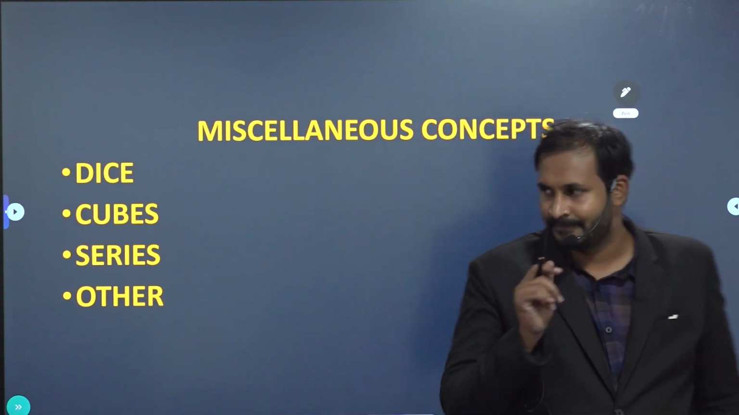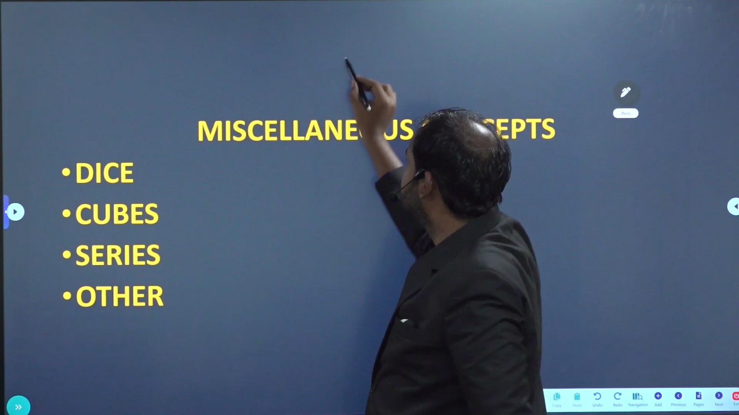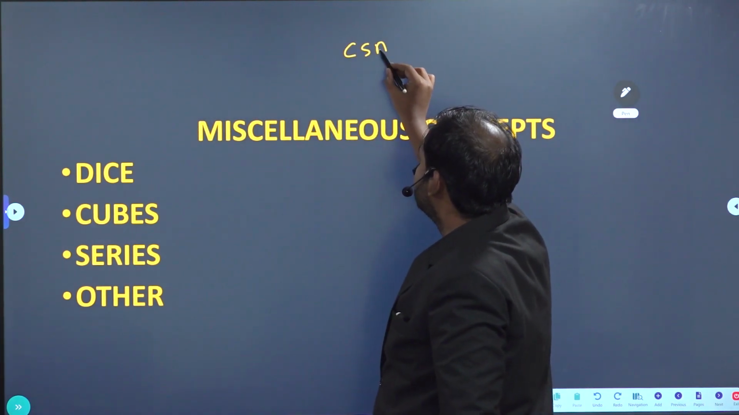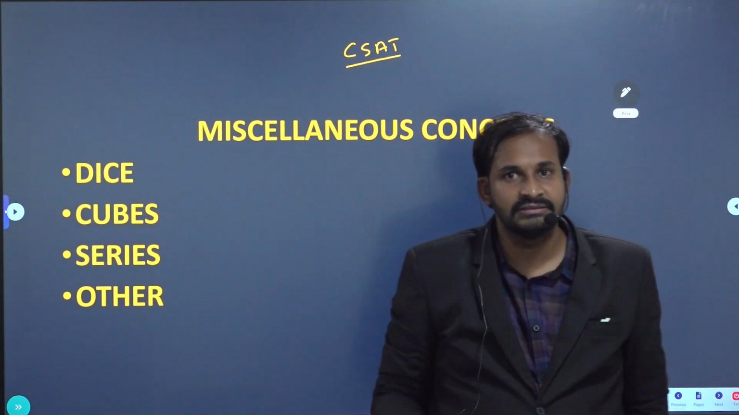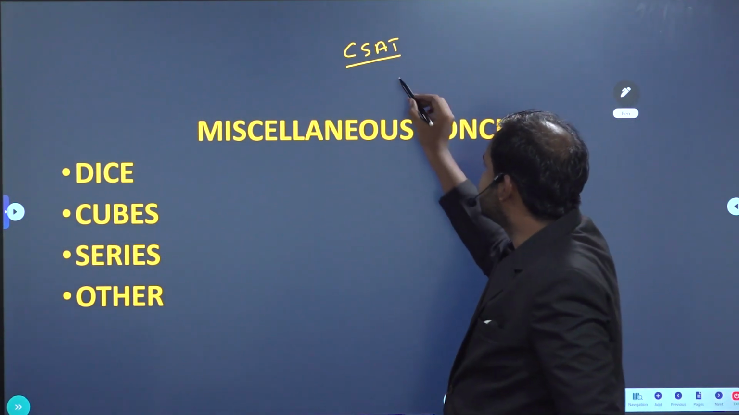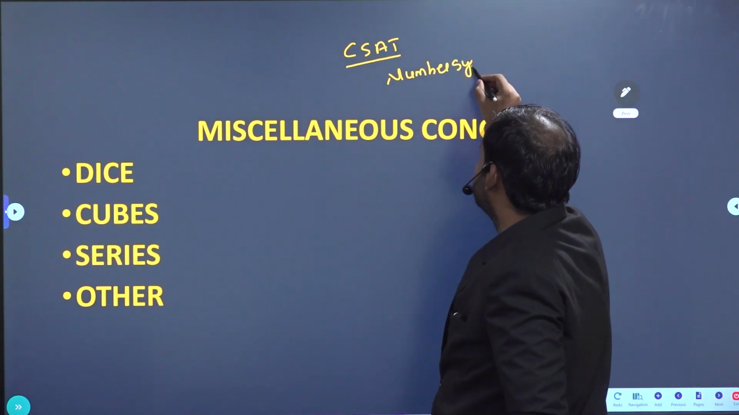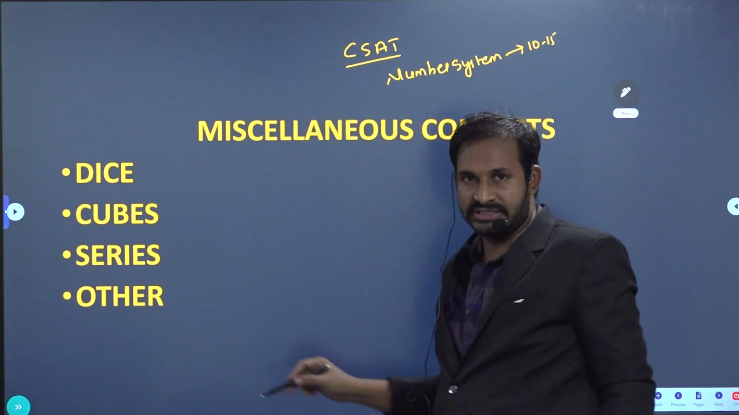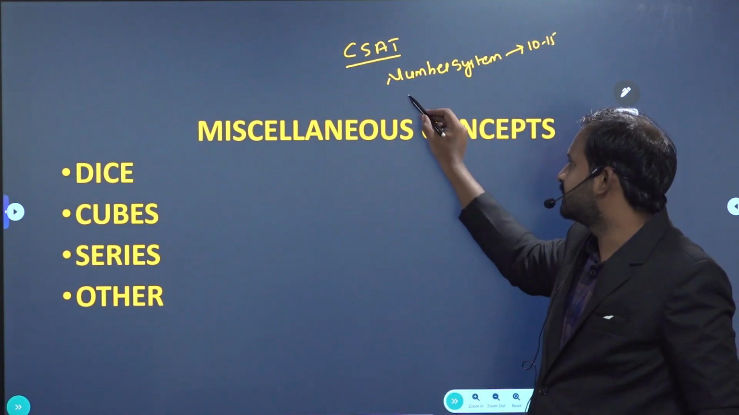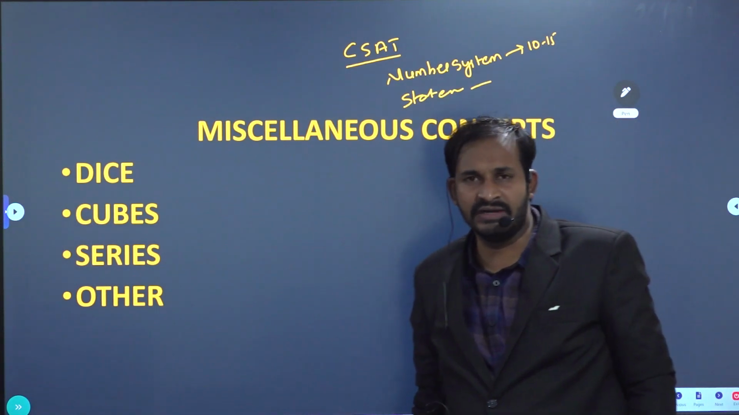See here students, in our CSAT paper, as we have already discussed, they are asking different types of questions in the examination. Like number system, they are asking around 10 to 15 questions from the number system itself, and all the remaining statement based questions, and different types of questions.